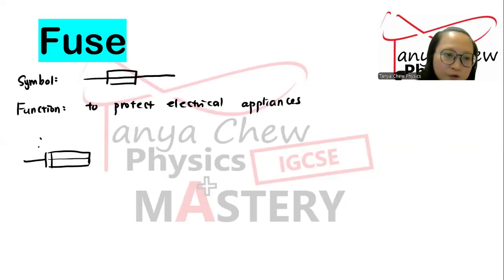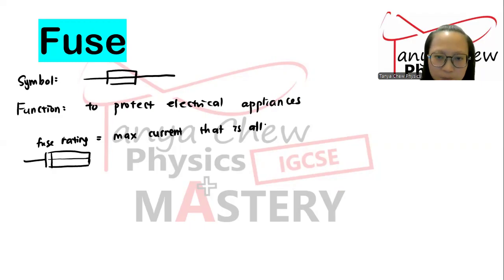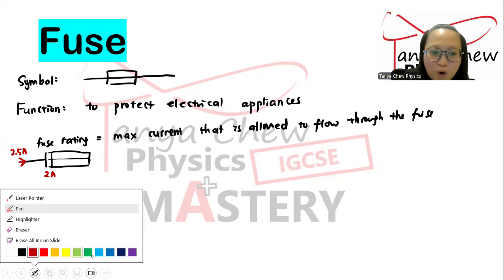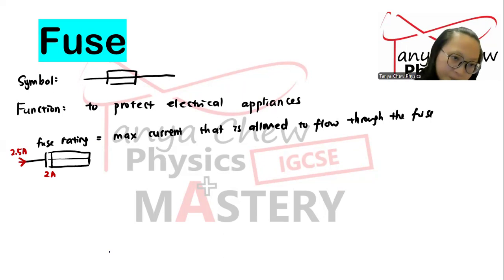What is fuse rating? Fuse rating means the maximum current that is allowed to flow through the fuse. Let's say the fuse rating of this fuse is 2 ampere. So this fuse only allows 2 ampere to flow through it. Let's say we have a current of 2.5 ampere. If there's a current of 2.5 ampere, which is more than the fuse rating, what happens?